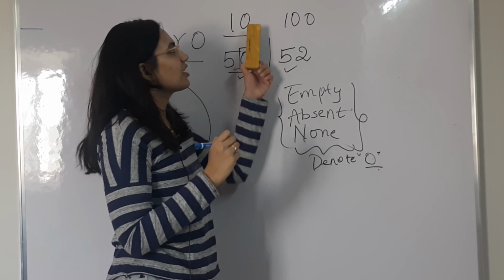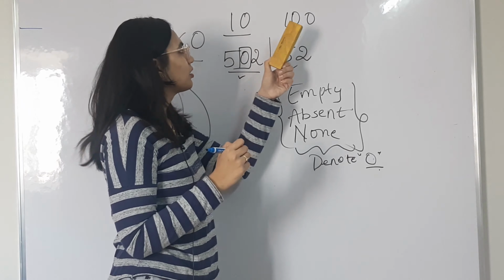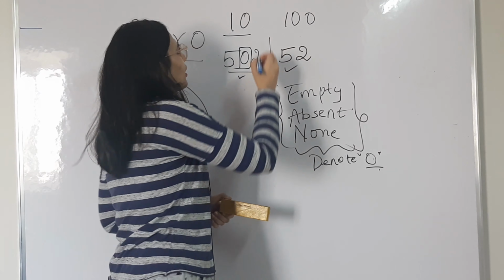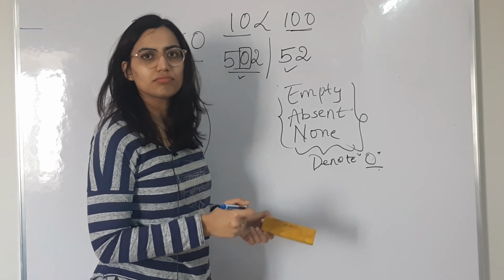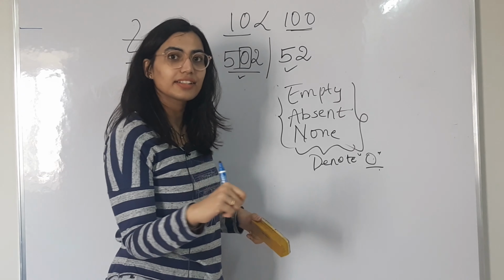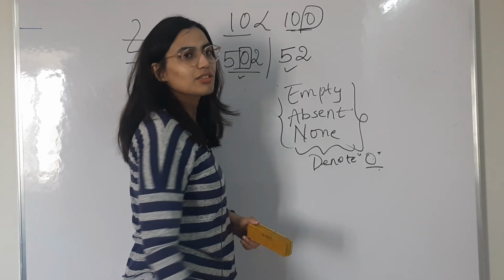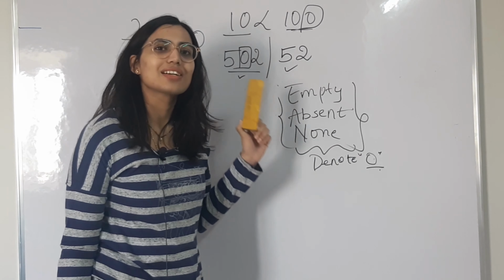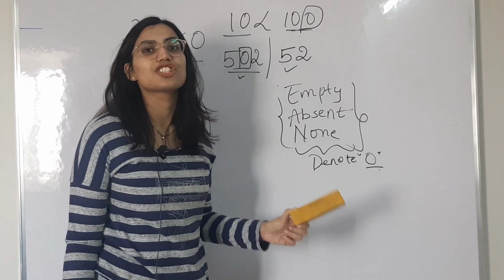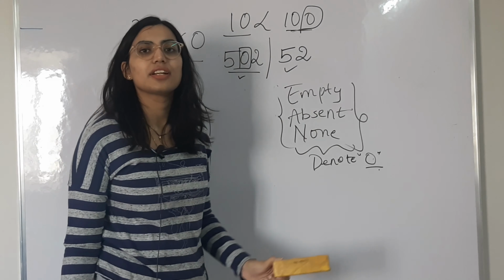How many zeros are there here? 1 here, 2, and what is the value of 100? Is it greater than 10? Yes. How did it become greater than 10? By adding this 0. So that is how you use 0 to differentiate from one number to another number.